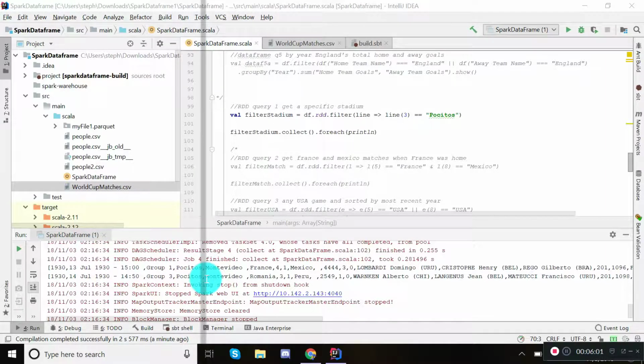So RDD isn't as clean as data frames. When you're printing and showing from a data frame, you get to see the headers, and it's nicely formatted, while RDD, when you just print it, it just spits out the string.